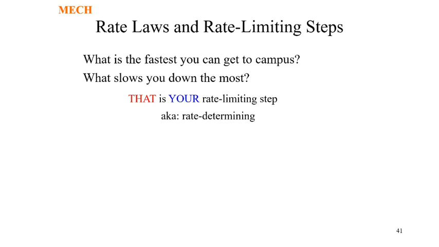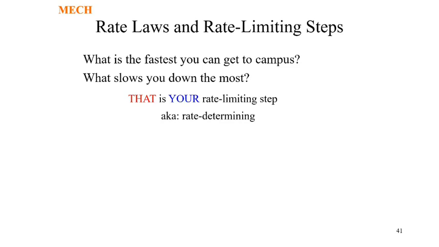So if my rate determining step is how long it takes me to drive to campus, it doesn't matter that I can brush my teeth 5 seconds faster at home. That's not going to have a large effect on the rate of me getting to campus. Does that make sense? But if I drive 70 miles an hour as opposed to 40 miles an hour on the freeway, number one, I'll probably hear a lot less honking. I'll get to campus faster because that was changing my rate determining step.